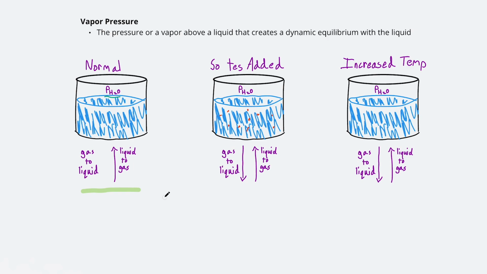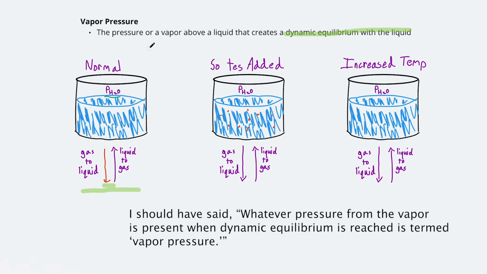And eventually, the rate of gas to liquid is going to equal the rate of liquid to gas. And once they're equal, the amount of liquid is going to be constant and the amount of gas is going to be constant because those rates are equal. When those rates are constant, that's called dynamic equilibrium. And then the vapor above has a pressure, and whatever pressure that leads to dynamic equilibrium, that is the vapor pressure.